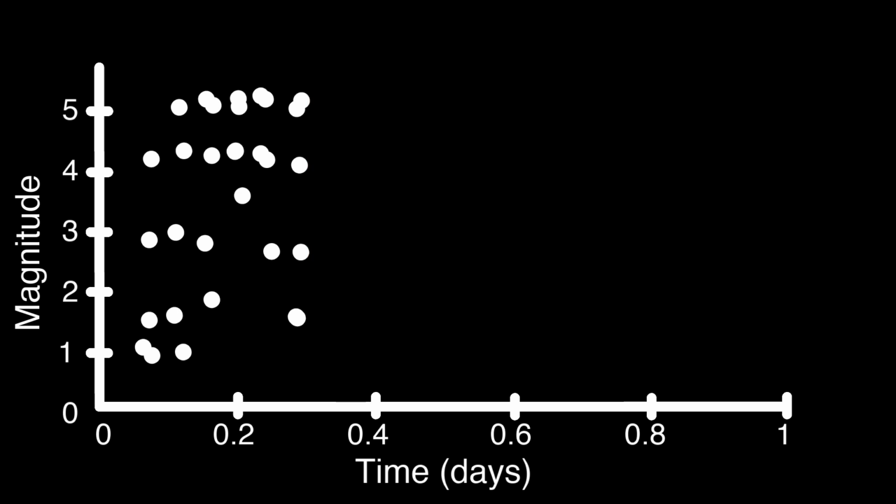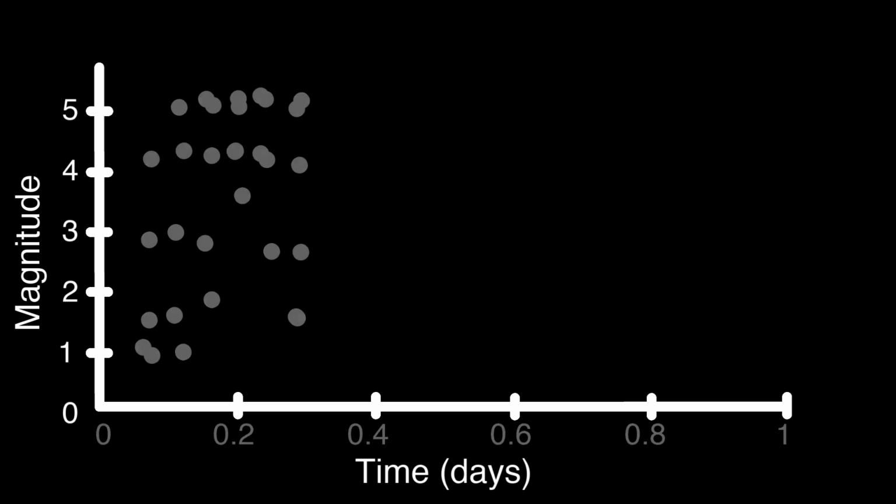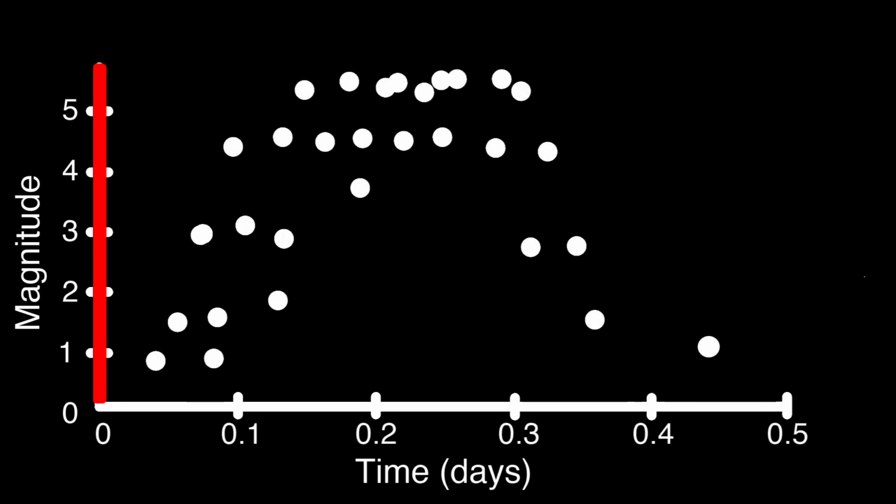Hear how they're all jumbled up? This tells us that the period is definitely not one day. Let's unfold the data and start again. Let's try a period of 0.51 days. Listen.